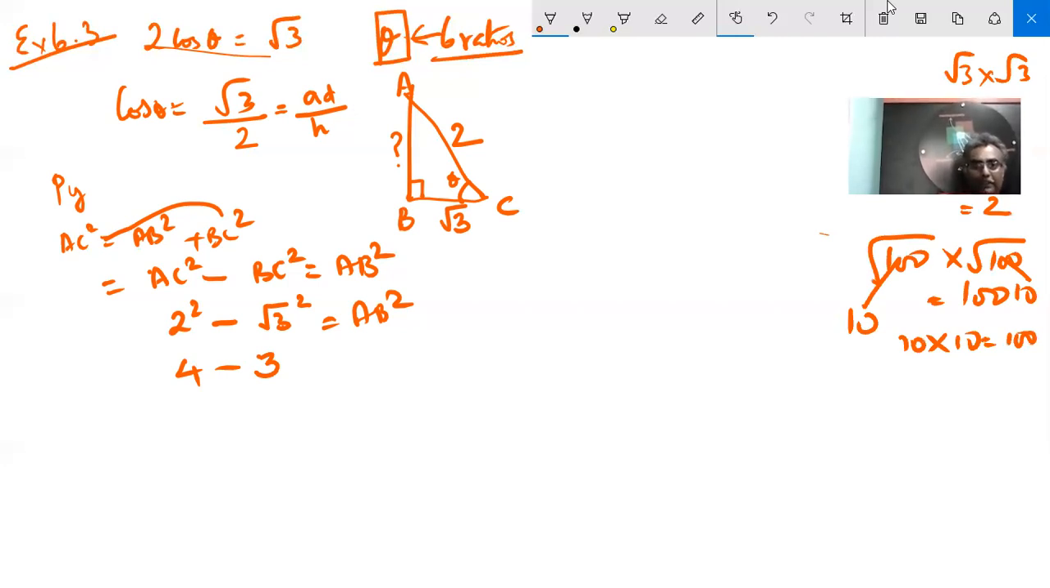4 minus 3 is how much? 1. AB squared is equal to 1. Root of 1 is how much? Root of 1 is 1 only. So AB is equal to 1. Now you got everything. You can find all the ratios.